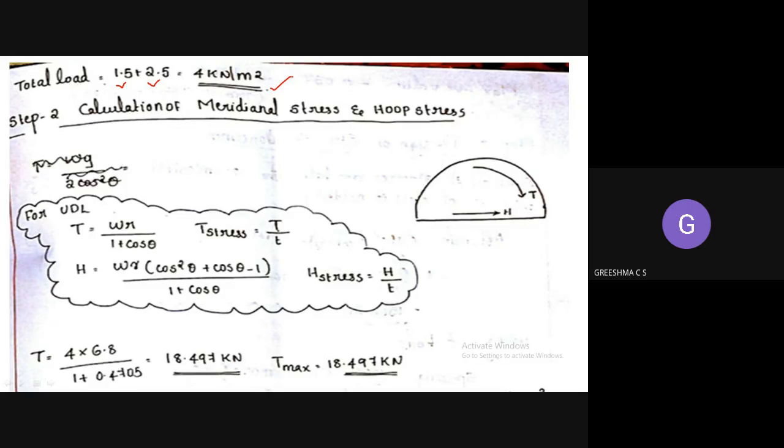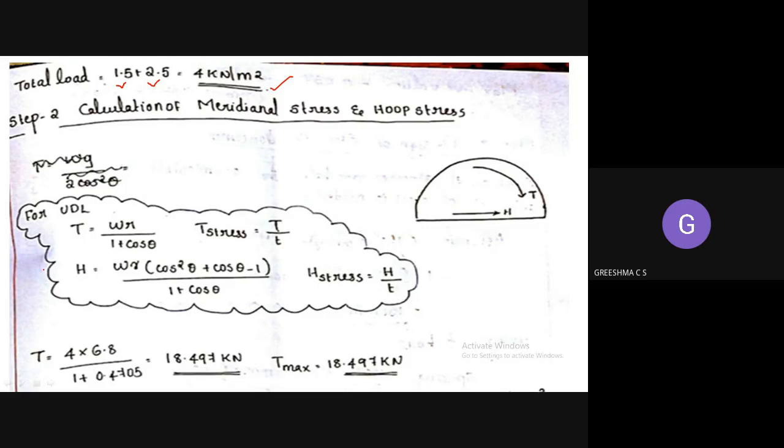Now, step number 2, meridional stress and hoop stress. Since this is having a spherical shape, these are the two stresses that are going to act. Again, you have to study these two equations. Here the T indicates meridional force. That is WR divided by 1 plus cos theta. Meridional stress is meridional force divided by t. This t indicates thickness.